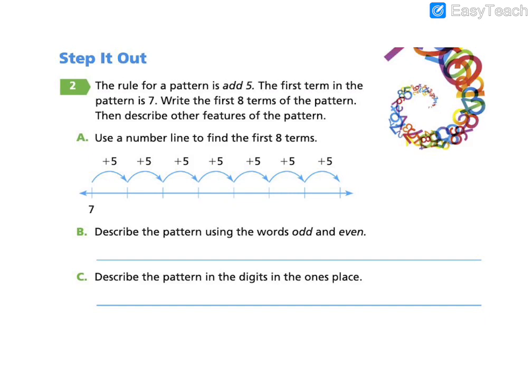All right, so let's look at number 2. The rule for a pattern is add 5. The first term in the pattern is 7. Write the first 8 terms of the pattern, then describe other features of the pattern. Okay, so we start with 7, plus 5 is 12. Plus 5 is 17. Go ahead and finish filling in the pattern. Pause the video if you need any more time.